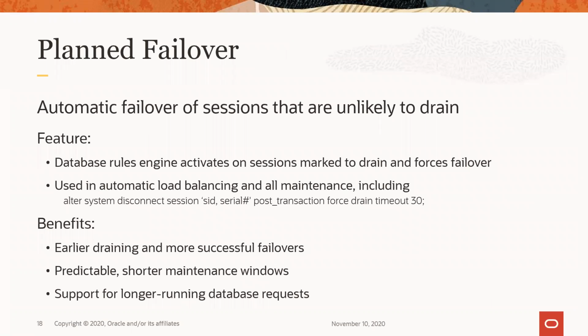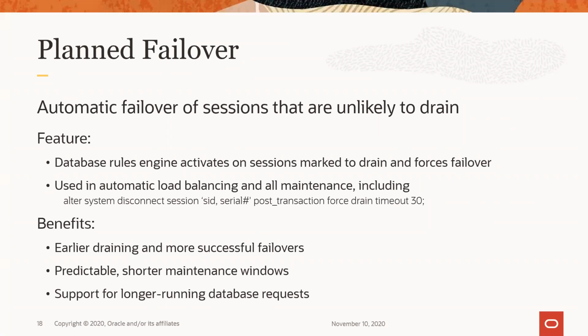First of all, is planned failover. It sounds like we're planning to fail, but in fact, what it is: I was talking about draining database requests, and what happens when the drain timeout ends, and then we just have to cut them off and then go and replay them. Well, if the database knows or is pretty sure that particular requests are not going to drain fully, then why bother draining them at all? We'll just move them over and automatically replay them as soon as they get marked.